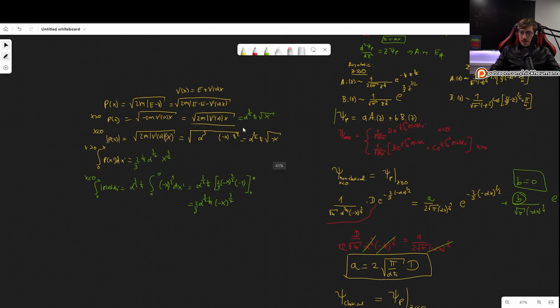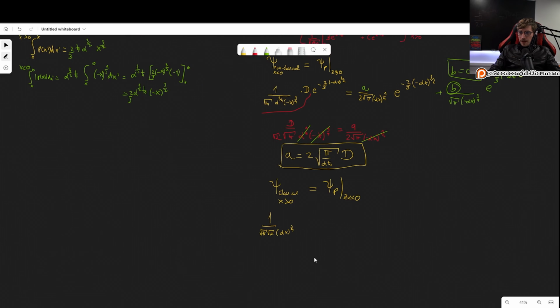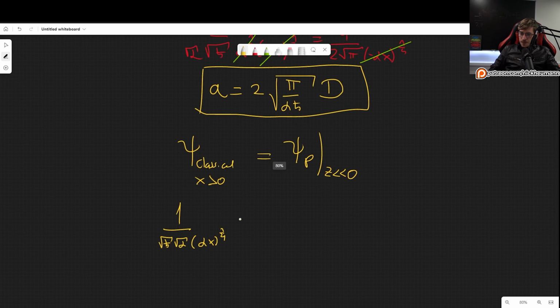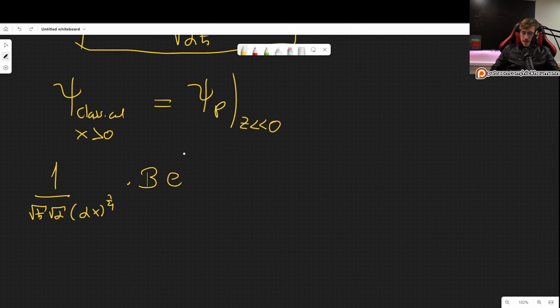Just making sure that I didn't make a mistake. Yeah, okay. And now we have times b, e, and this is to the i over h bar times 2/3 h bar alpha x to the 3/2. Again, the h bars cancel out, so we end up with 2/3 i. And then we have the same thing, but the exponent will be negative, so we can just copy it quickly.